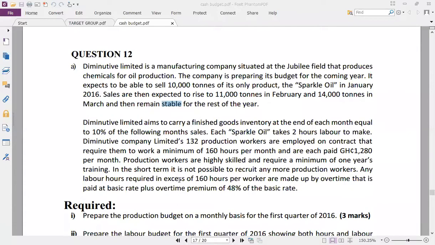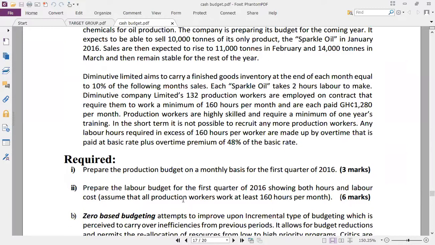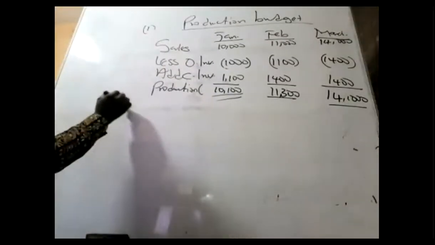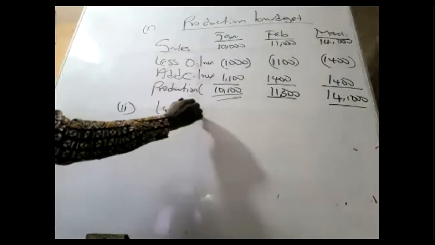Now, let me show the production budget for three solid marks. Each column will score you 3 marks. Sorry, a mark. The second section is: prepare the labor budget for the first quarter of 2016, showing both hours and labor costs. Assume that all production workers work at least 160 hours per month. Let's go to the board. Labor budget. Tell the examiner, labor budget.